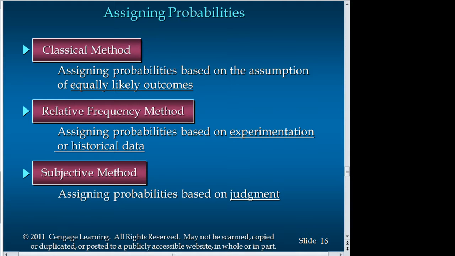Then there's the subjective method, and this is assigning probability based on your own judgment, right? So it's not historical data, not equally likely outcomes, but based on your own judgment. Then it's another possible way of assigning probability.